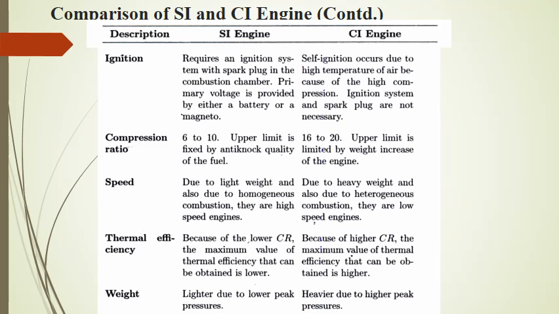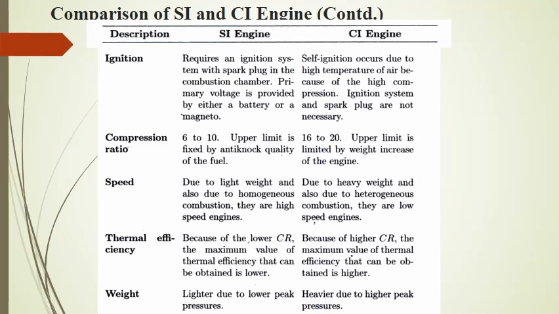In the case of the SI engine, we have an ignition system which has a spark plug in the combustion chamber. So primary voltage is provided either by a battery or by a magneto to produce the requisite spark at the electrodes. In the case of the CI engine, self-ignition occurs due to the high temperature of air because of the high compression. So an ignition system and spark plug are not necessary.